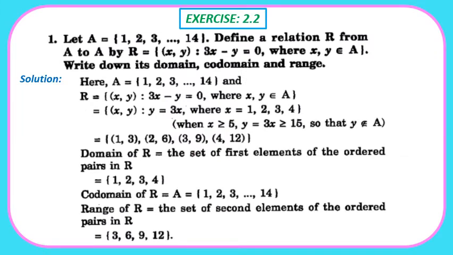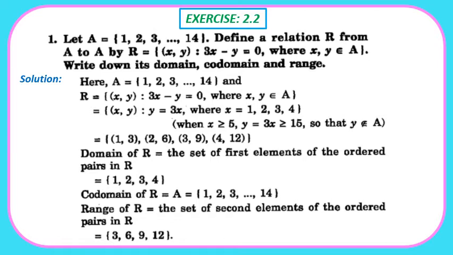So I hope I am clear with the definitions and properties. So let's start exercise 2.2. And question 1 is: let A be the set {1, 2, 3, 4, up to 14}. Define a relation R from A to A such that R = {(x, y): 3x minus y equals 0, where x, y belong to A}. Write down its domain, codomain and range.